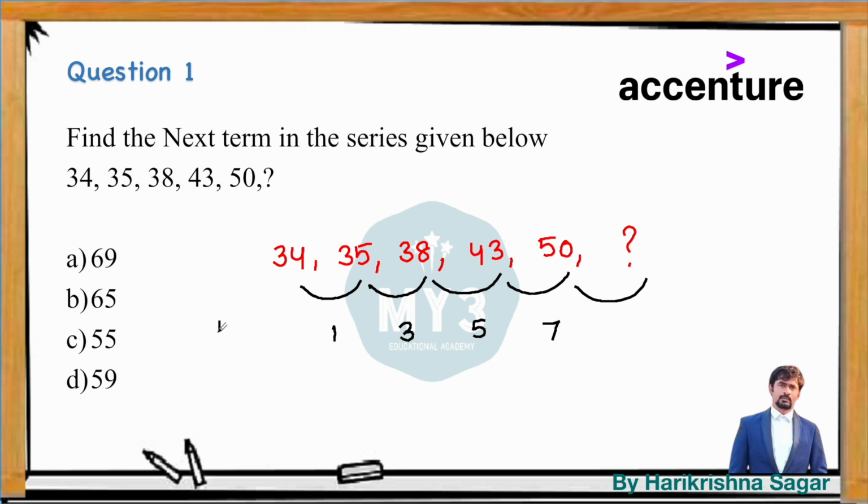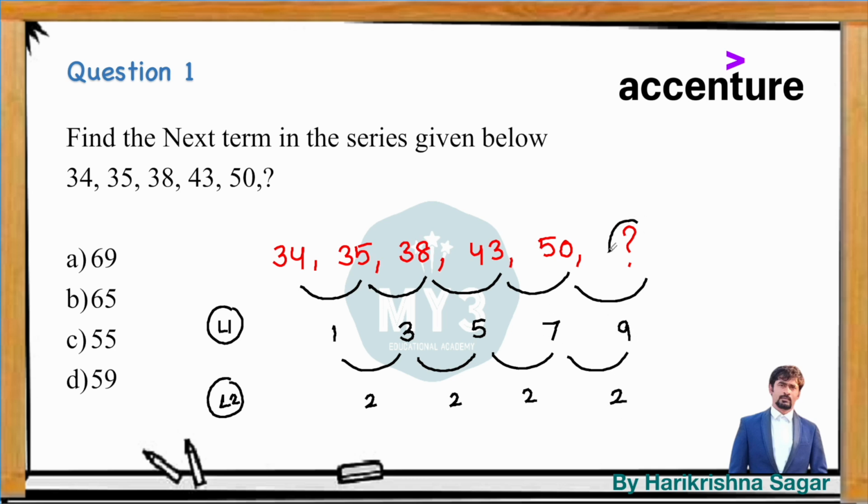If you are not able to understand the logic in the level 1 of difference, you can go with the second level of difference. Difference is 2 here, difference is 2 here, difference is 2 here. That means the next term should maintain a difference of 2. If the next term is 2, it is going to be 7 plus 2, 9. If it is 9, the required answer choice will be 50 plus 9, which is going to be 59. So mark your answer choice as option D here.